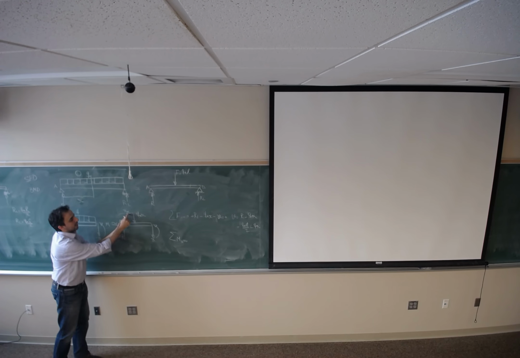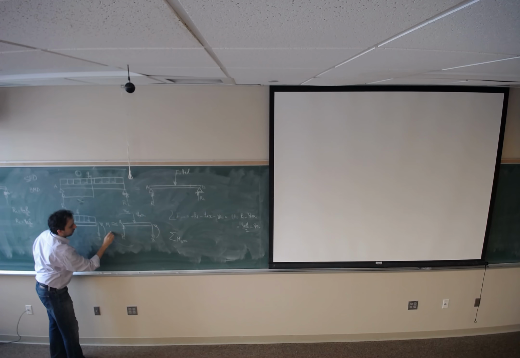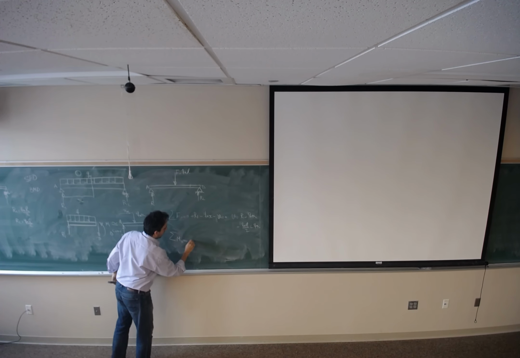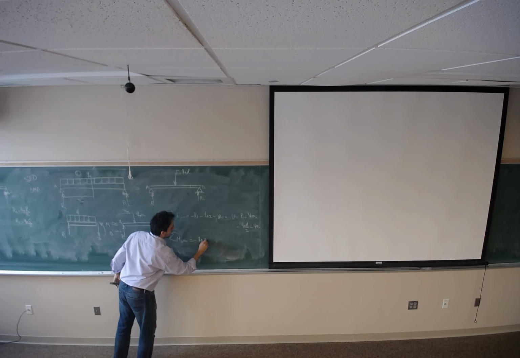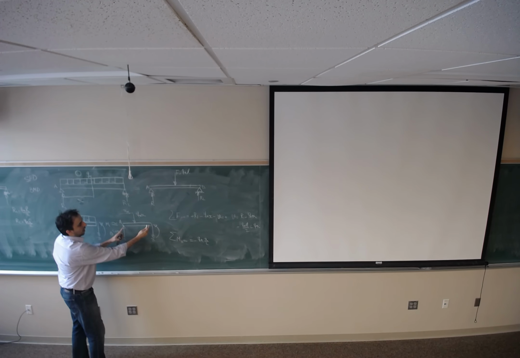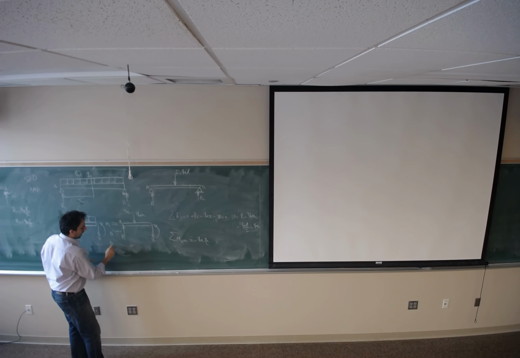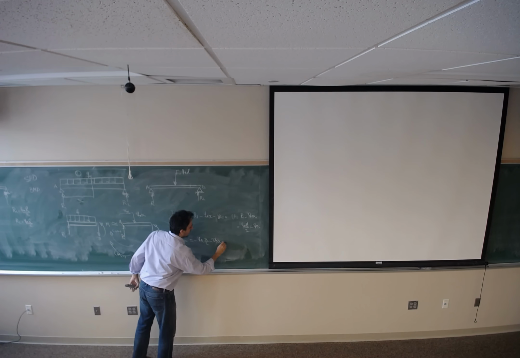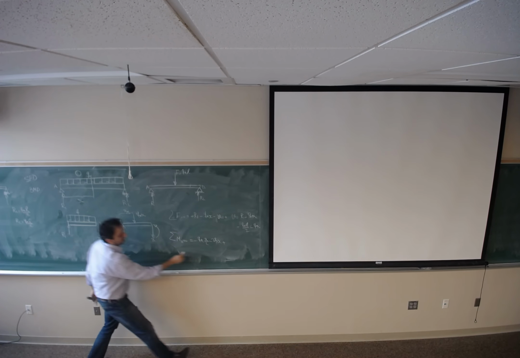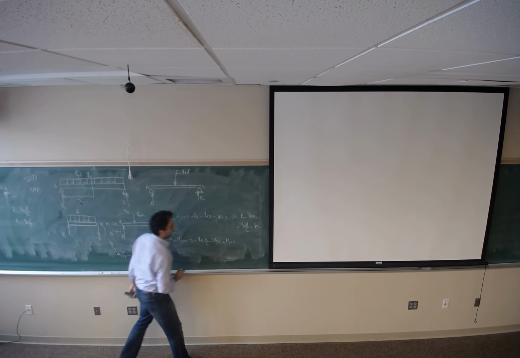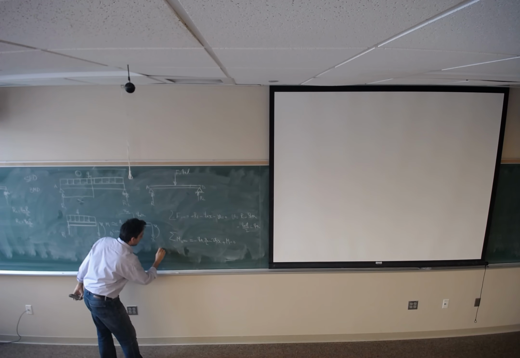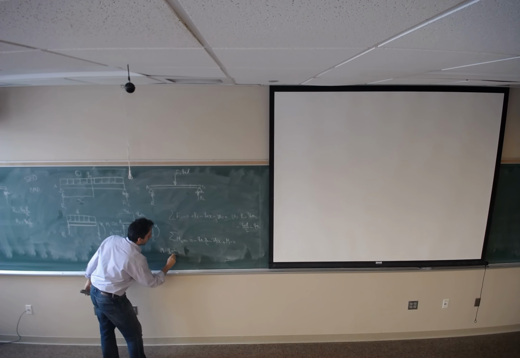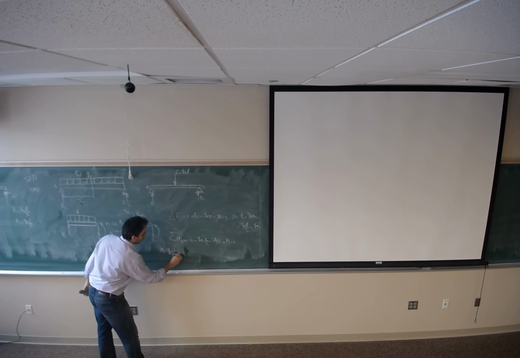Qx times X over 2 is making a clockwise moment, which is a negative sign. So negative Qx times X over 2. This V times this distance is making, again, clockwise, which is negative. Negative V times X, plus this M, which makes counterclockwise, equals 0. So then M is going to be Qx squared divided by 2 plus V times X.